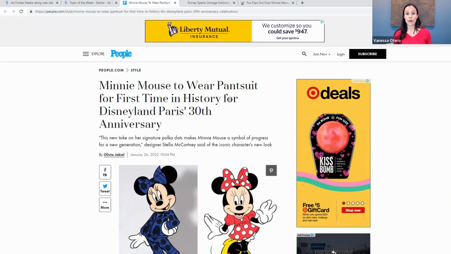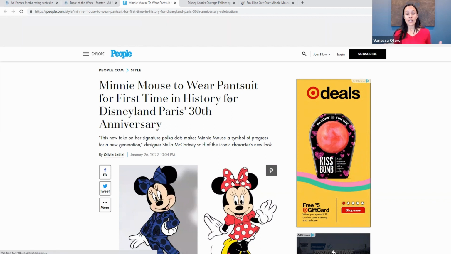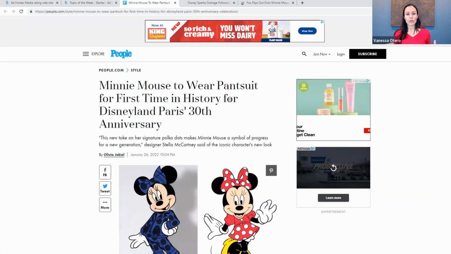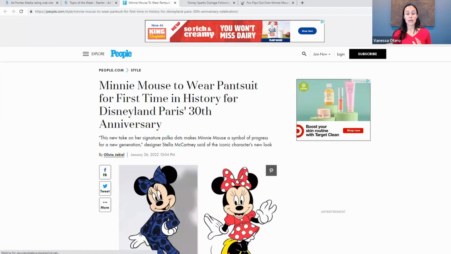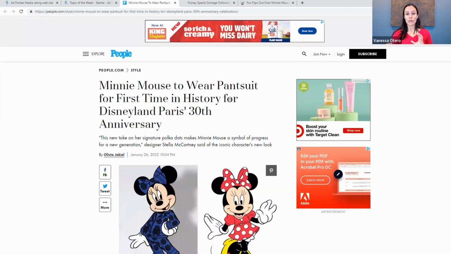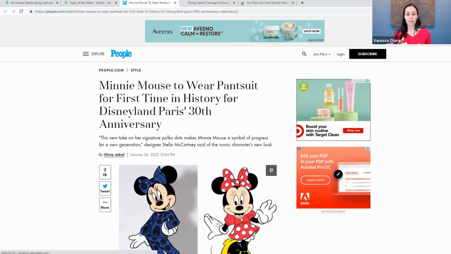There have been articles about Mr. Potato Head and other fictional characters, articles about companies like Lego making changes to their packaging such that it's not geared towards boys or girls specifically, but is more neutral and inclusive, so anybody can play with the toys because they're Legos, right?